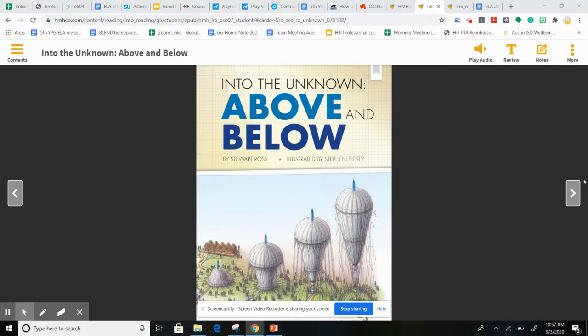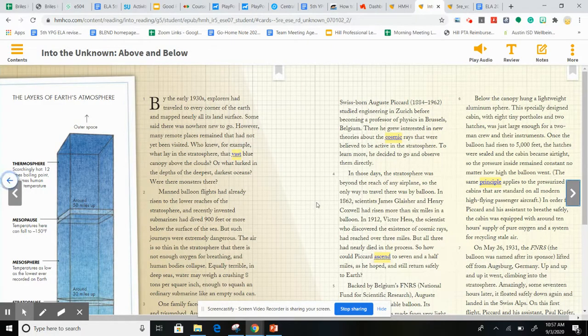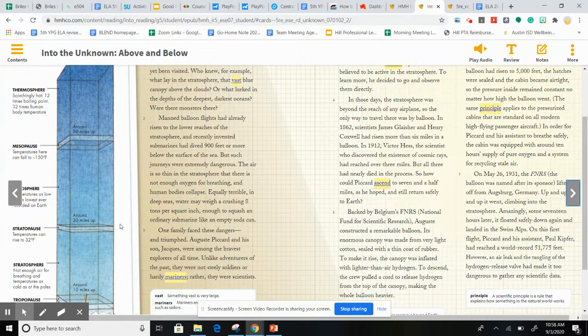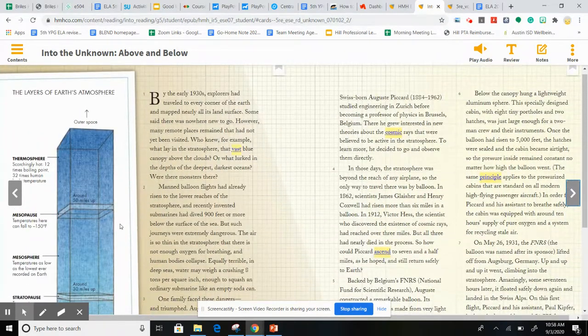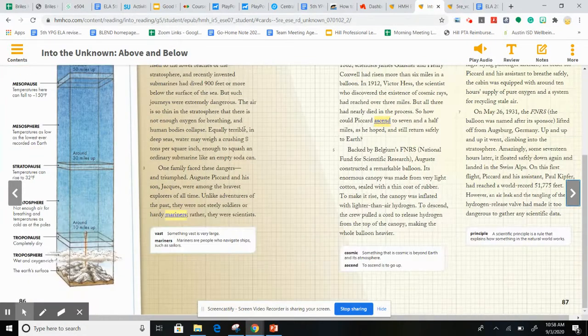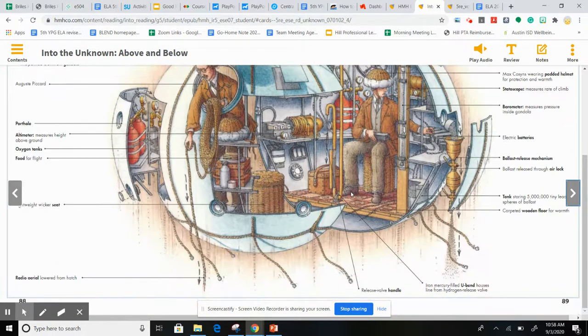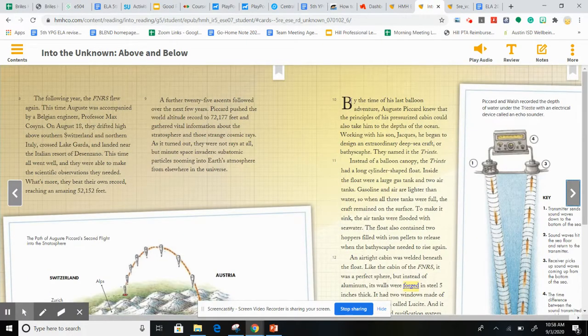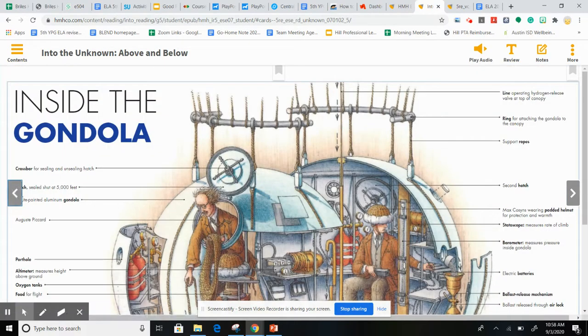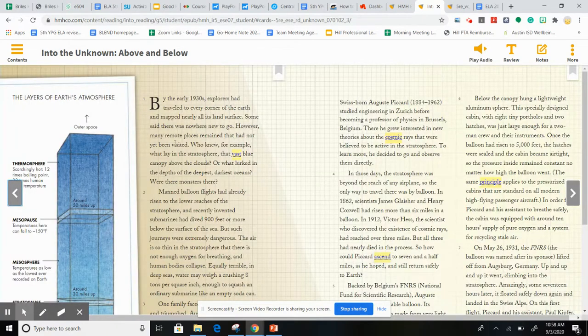So one of the things that we're going to focus on as you read through this text is text features. So we've got some diagrams, we've got some highlighted words, we have more diagrams. This one's super cool. It's also broken up into sections too. So you can tell that these paragraphs and the ones before are separated from that section.